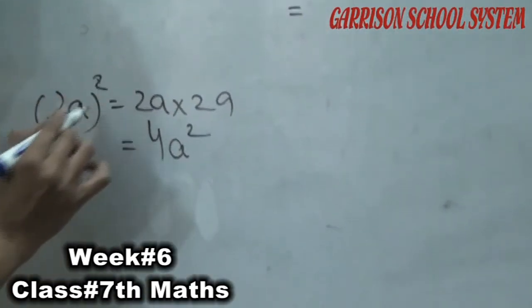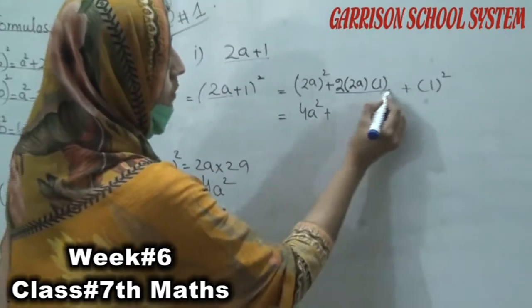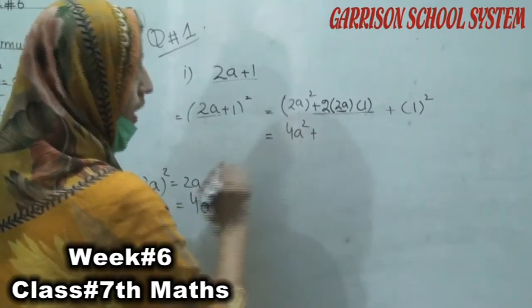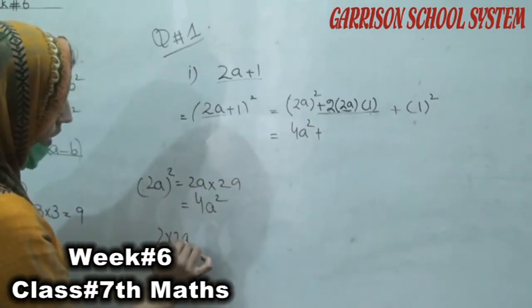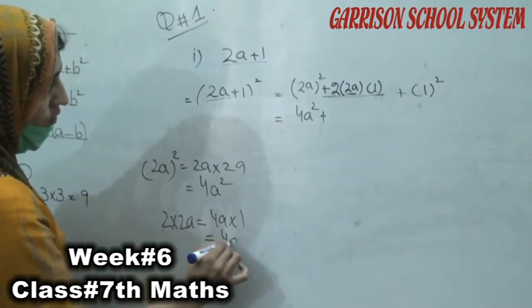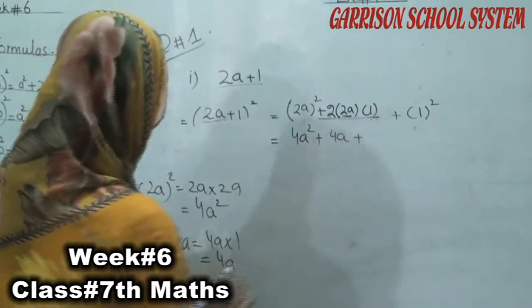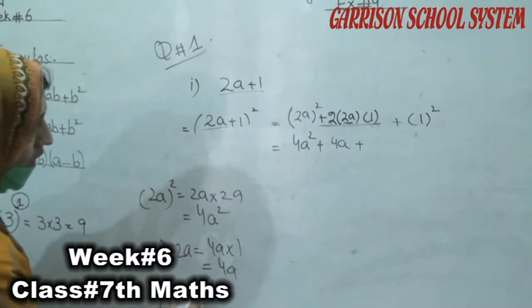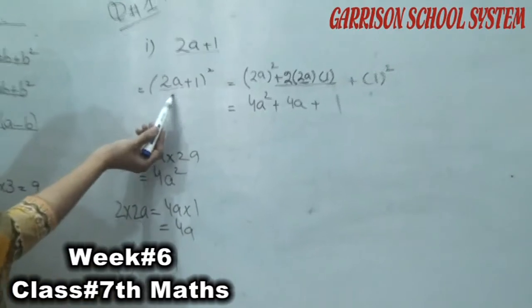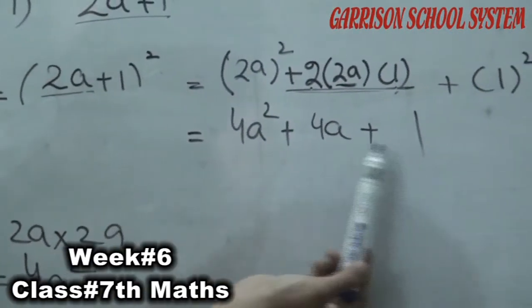So 2a whole square is equal to 4a square plus, multiply these three terms, 2 will multiply with 2a, 2 2s are 4a, and 4a with 1 will produce 4a, plus 1 square means 1 multiplied by 1, it will produce 1. So 2a plus 1 whole square is equal to 4a square plus 4a plus 1.